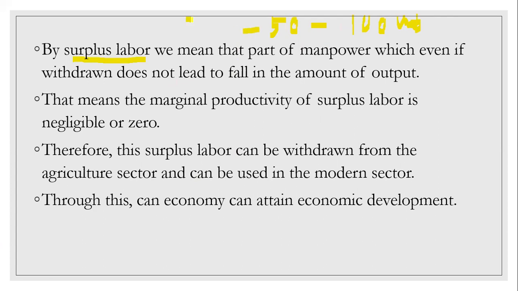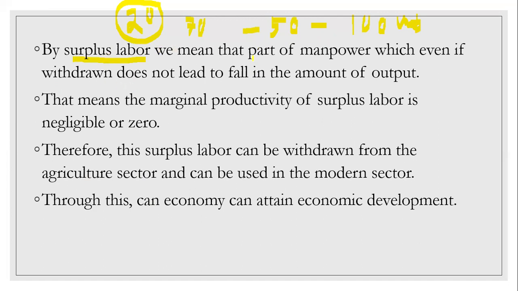But suppose that 70 laborers are employed. What does it mean? 20 laborers are surplus. That means even if you withdraw these 20 laborers, then also the output does not fall. Output does not come down. Output will remain 100, because to produce 100 units of output, you need only 50 units of labor. Therefore, even if you withdraw 20 units of labor from the production, the output remains the same.